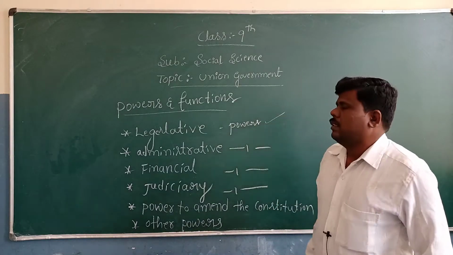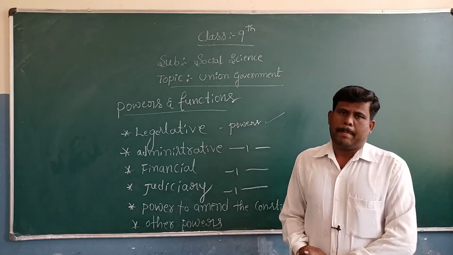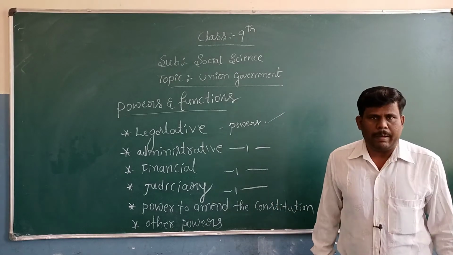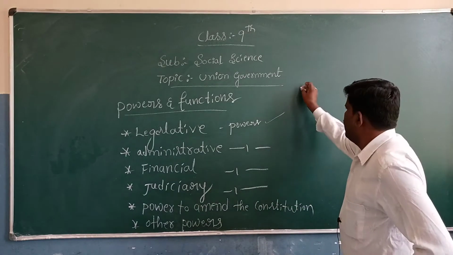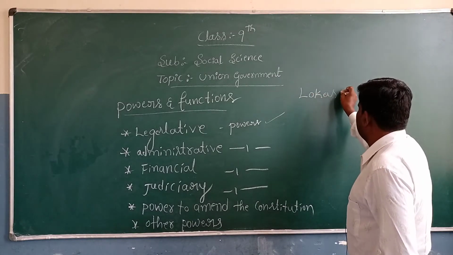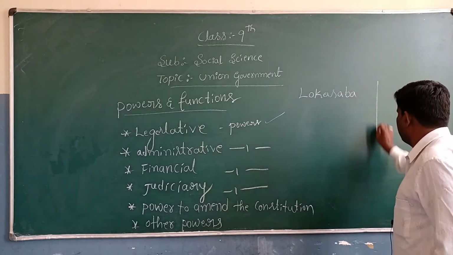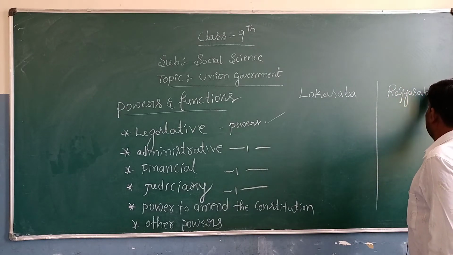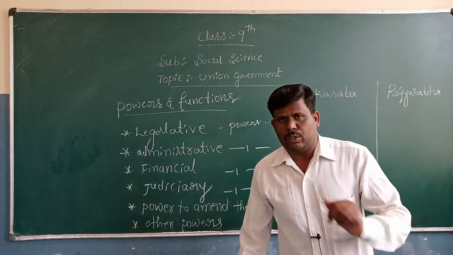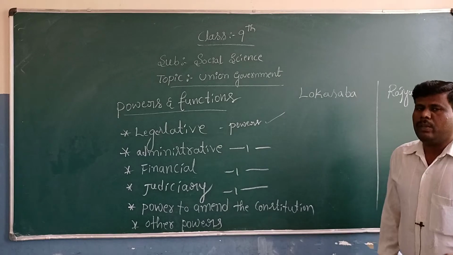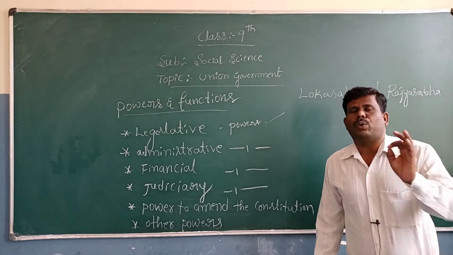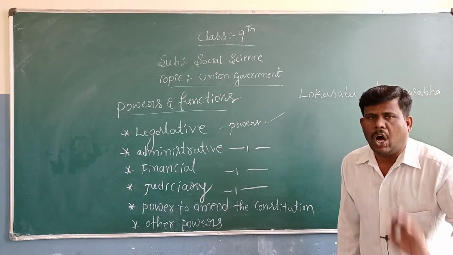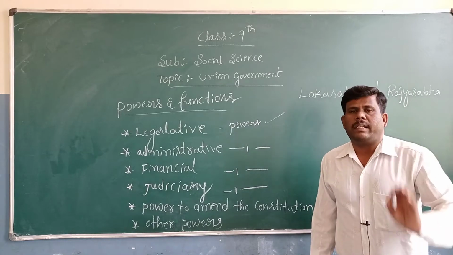First one, legislative power. You know, children, there are two houses in the Parliament, Lok Sabha and Rajya Sabha. The union government has the power to make amendments or make laws on the central list.